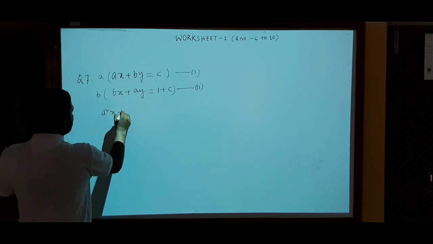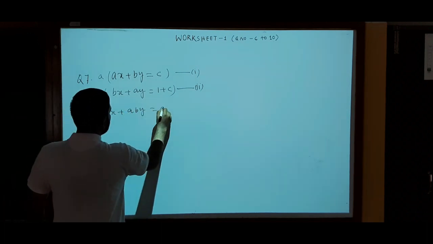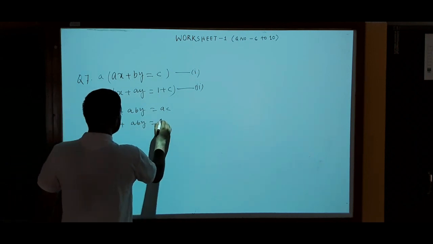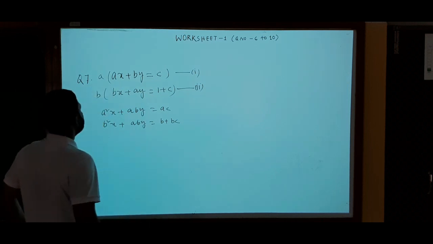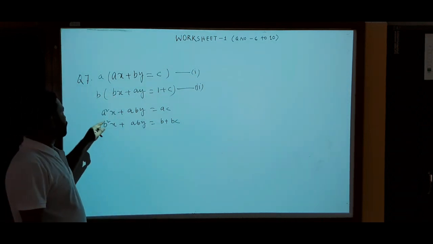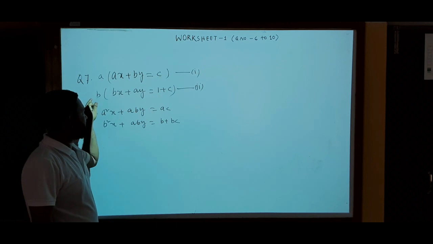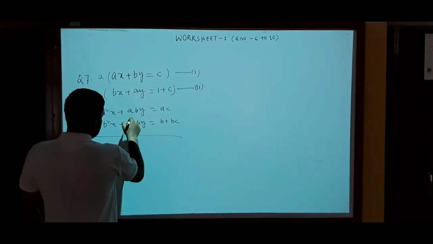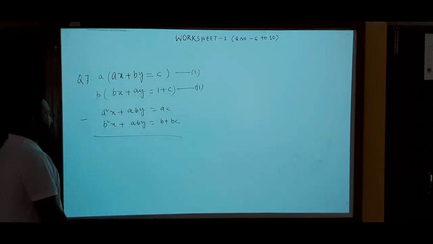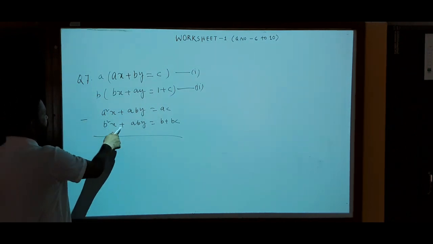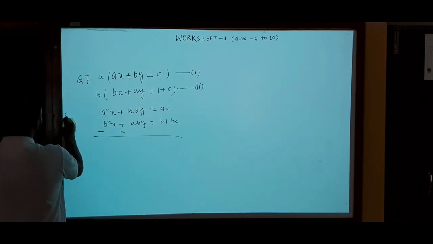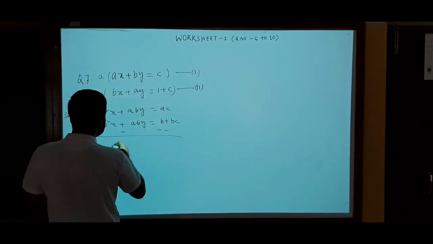So a square x plus aby equal to ac, and here it is b square x plus aby equal to b plus bc. Isn't it? Check it. B into b, b square x, b into a into y, aby, b into 1, b, and b into c, bc. Plus sign is there, so I wrote plus sign. Signs are equal, so I will subtract this equation from this. And here minus. So cancel.